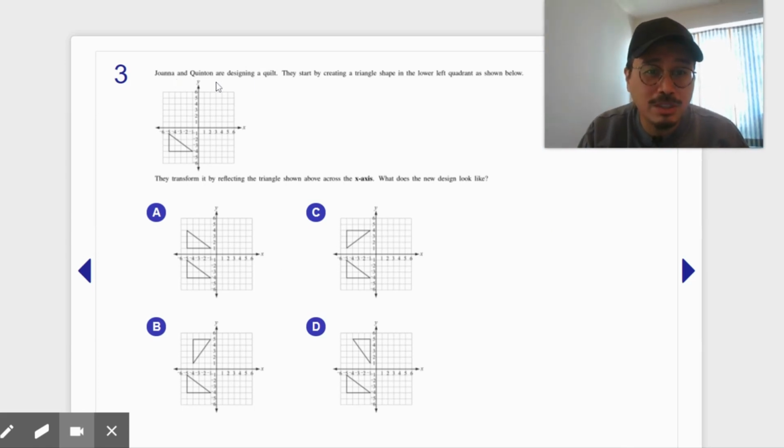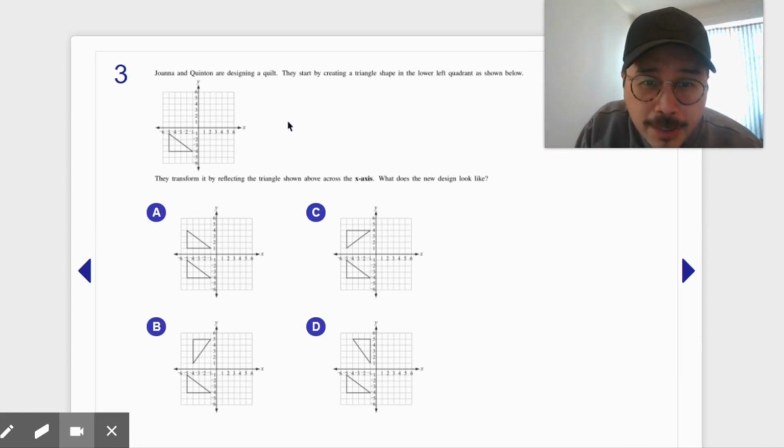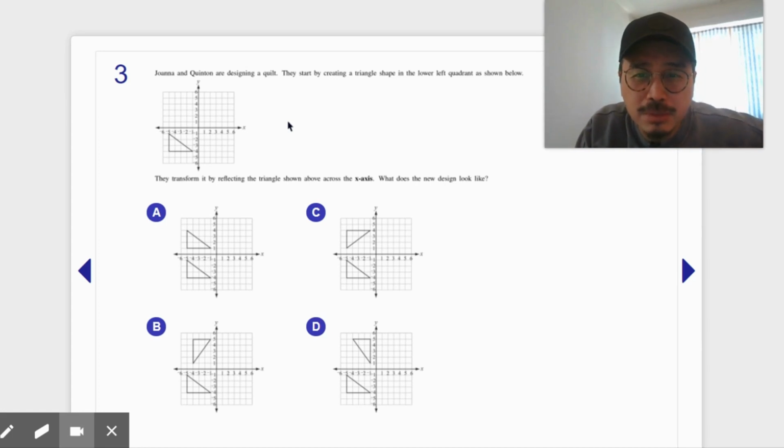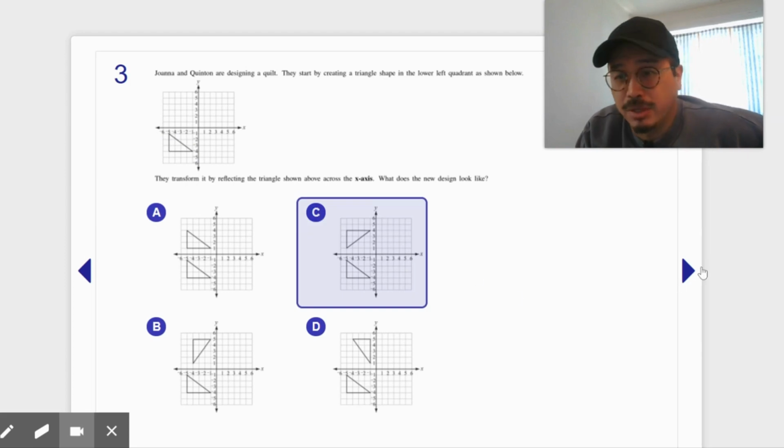All right. So Joanna and Quentin are designing a quilt. They start by creating a triangle shape in the lower left quadrant as shown below. They transform it by reflecting the triangle above across the x-axis. What does the new design look like? So again, long story short, if you transform this shape over the x-axis, what would it actually look like? Yeah, C. Okay. All right.